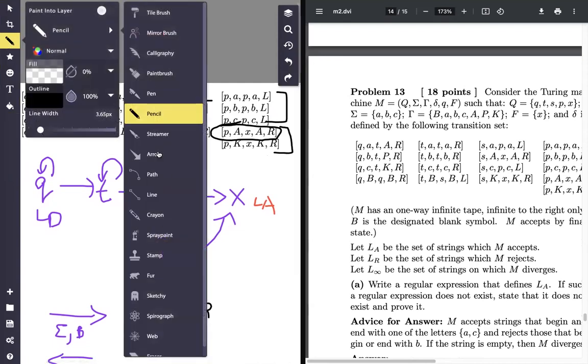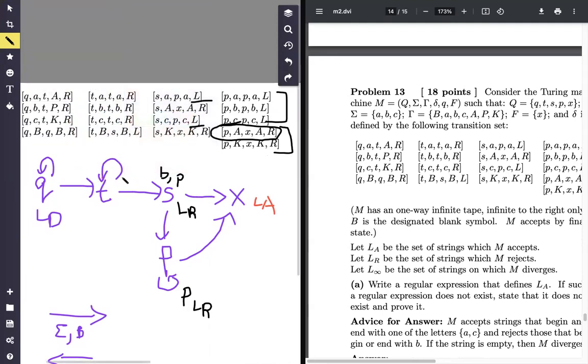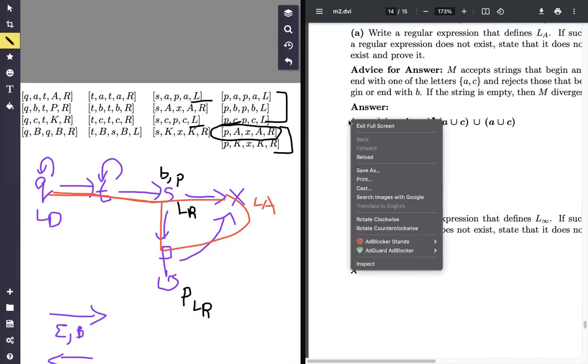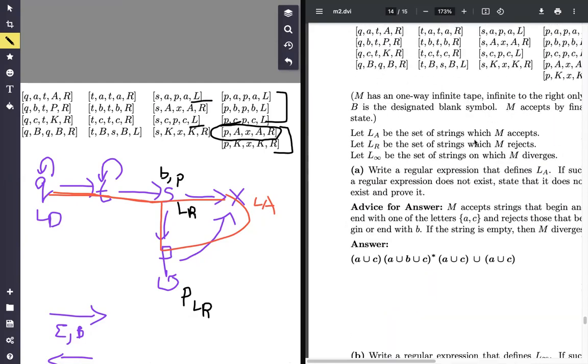Okay, so switch to red for accepting. There are two ways to get to state X. One is going from Q to T, T to S, S to X. And then the other way is going from Q to T, T to S, S to P, P to X. So there's two ways of going to state X. We have to then write two regular expressions and then union them together. So when I peek at the answer, you'll see that there's one regular expression here, and then there's another regular expression here, because we have two different paths to get there.